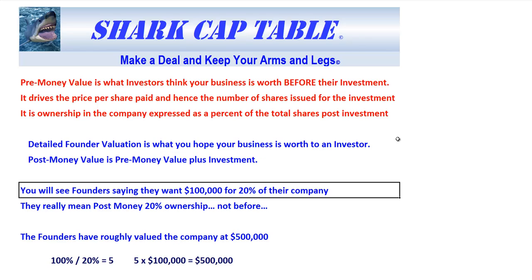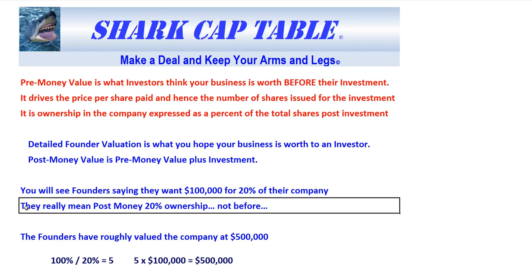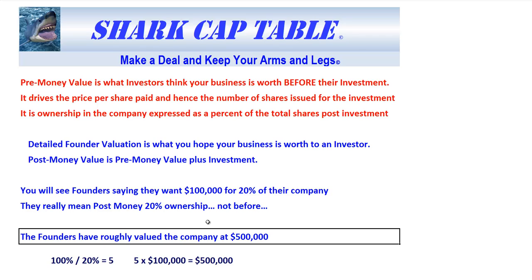Now, sometimes, like on Shark Tank, you'll see founders saying they want $100,000 for 20% of their company. They really mean post-money 20% ownership, not before. They're going to sell enough shares so that when their shares plus the investors' shares are added together, the investors have 20%. The investors have roughly valued the company at $500,000.